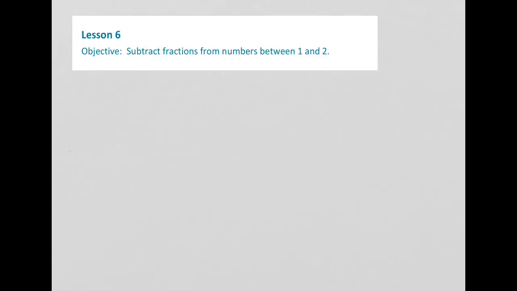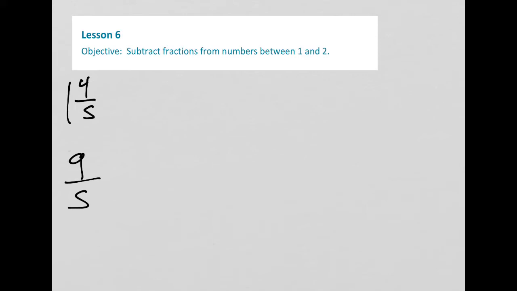So today we're going to look at Module 3, Lesson 6, which is when we're subtracting fractions from numbers that are between 1 and 2. So that means on the number line, they're bigger than 1 but less than 2. So you'll see fractions that are mixed numbers that look like this, 1 4/5, or you might see it written as a fraction greater than 1, like 9/5.